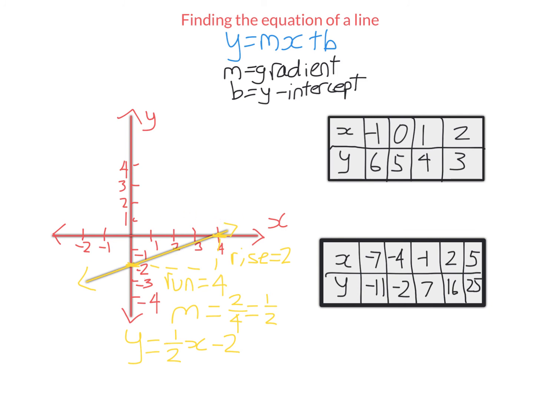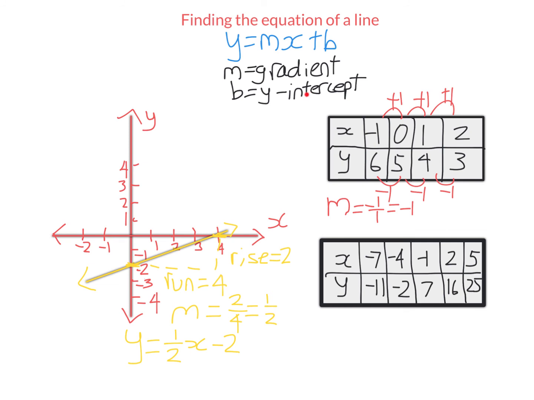So how do we find the equation from a table? We use the same steps. Step 1 is to calculate the gradient. So in this table, x is going up by 1 each time. Y, we're subtracting 1 each time. It's going down by 1. So the gradient of this relationship is change in y over change in x. Negative 1 over 1 is negative 1.